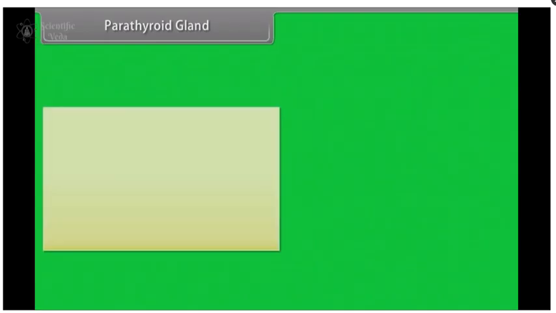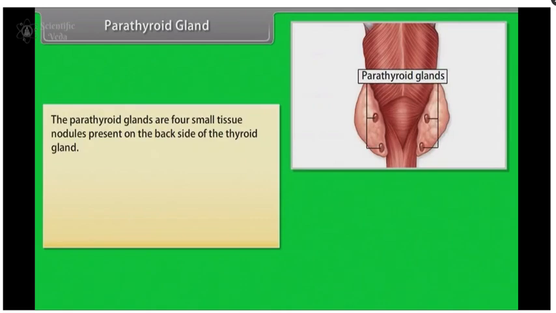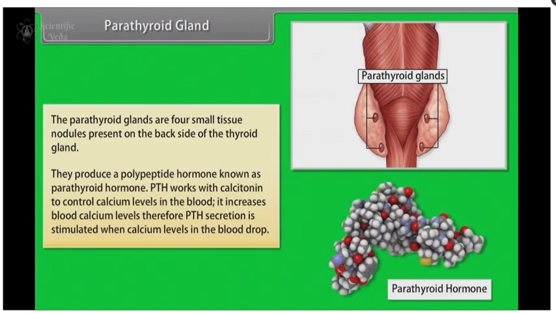Parathyroid gland. The parathyroid glands are four small tissue nodules present on the back side of the thyroid gland. They produce a polypeptide hormone known as parathyroid hormone. PTH works with calcitonin to control calcium levels in the blood. It increases blood calcium level. Therefore, PTH secretion is stimulated when calcium levels in the blood drop.